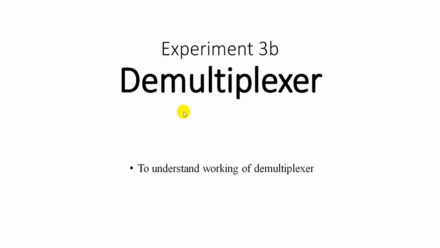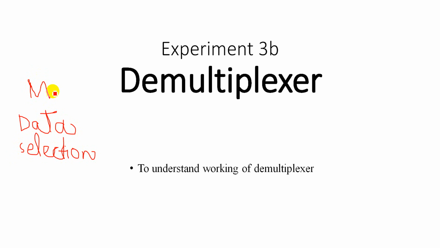We say that a demultiplexer is basically a combinational logic circuit that is going to perform the opposite operation of a multiplexer. So what exactly was the multiplexer doing? The multiplexer was performing the operation of data selection. Let me write it here: data selection. This is the multiplexer, MUX.